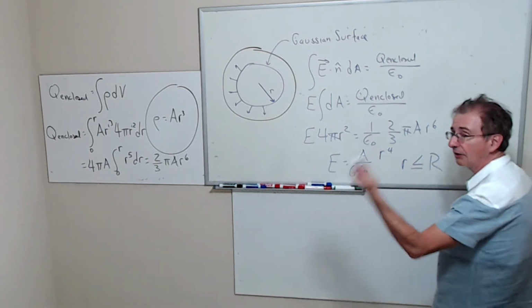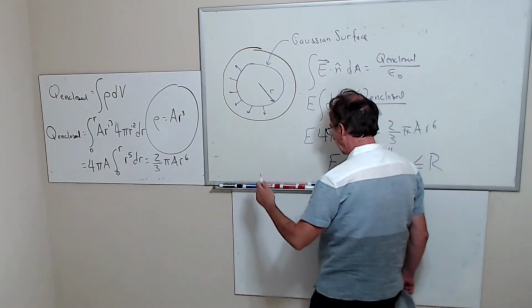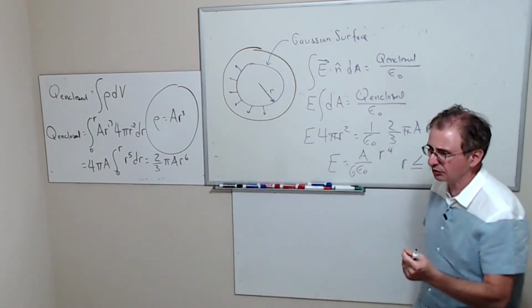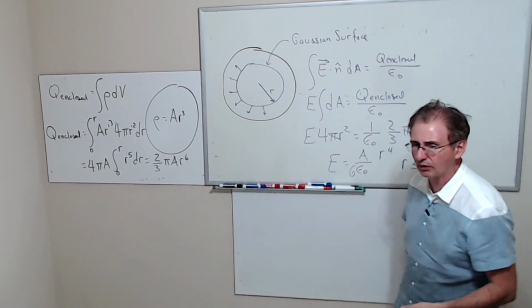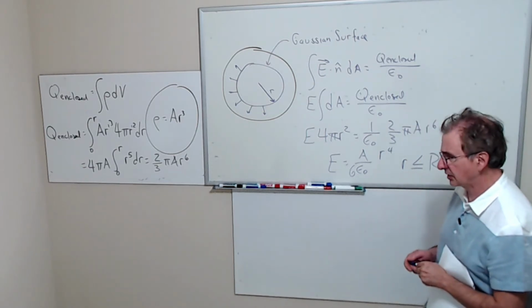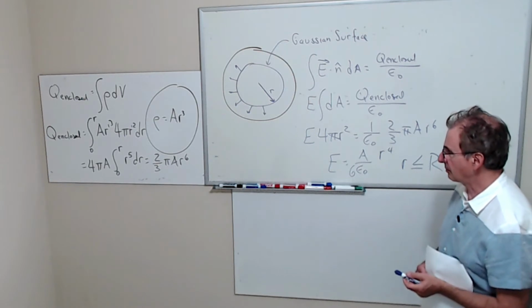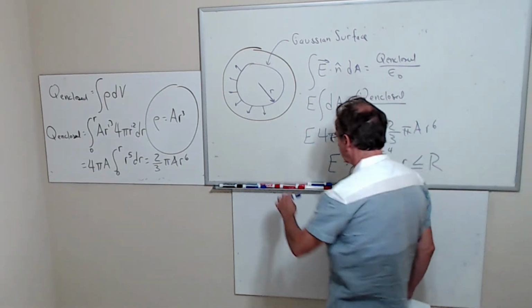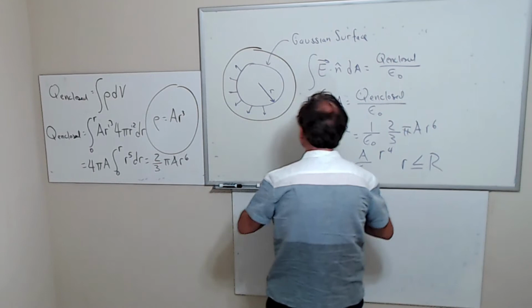Now, if I want to go outside the sphere, I want to calculate the electric field outside the sphere. You should know the answer already. The answer should depend on 1 over r squared. Because once you're outside the sphere, you basically have a point charge. And it's the matter of determining what the total charge is of the point charge. So let's go outside the sphere.